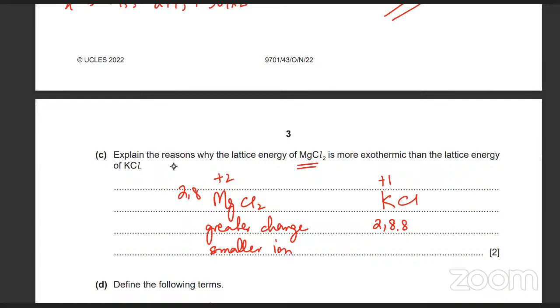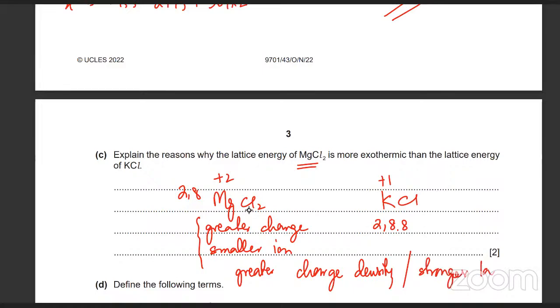Bigger ions always form weaker lattices. Smaller ions form stronger lattices. So you're going to state that Mg has greater charge and it's a smaller ion, so overall it's got a greater charge density, or a higher charge density. इस वजह से higher charge density, that's why it's going to have a stronger lattice, and significantly stronger lattice.